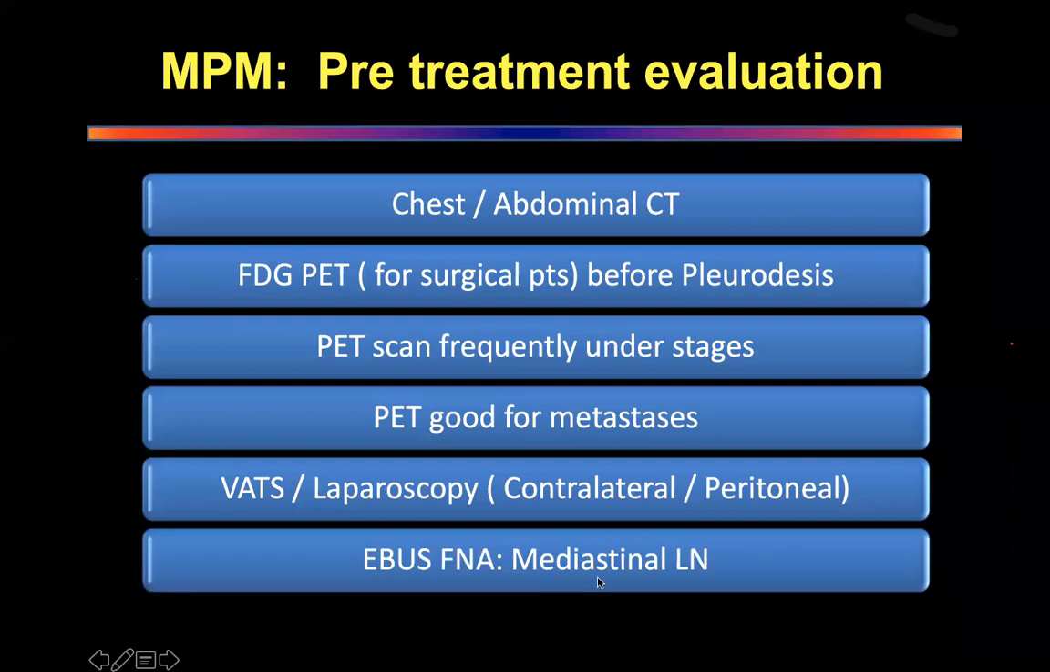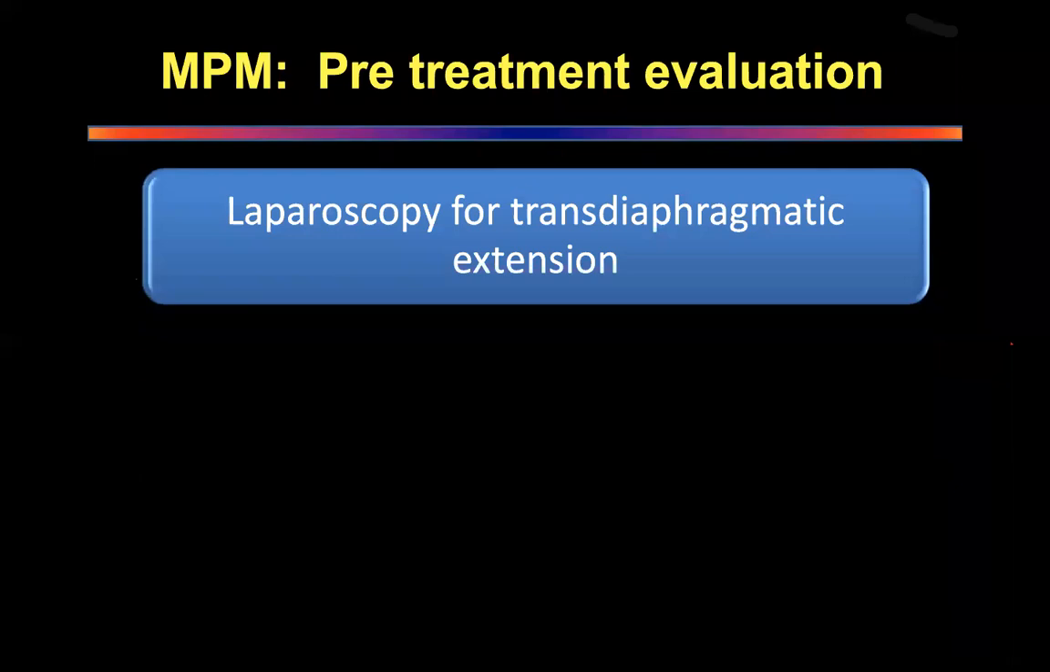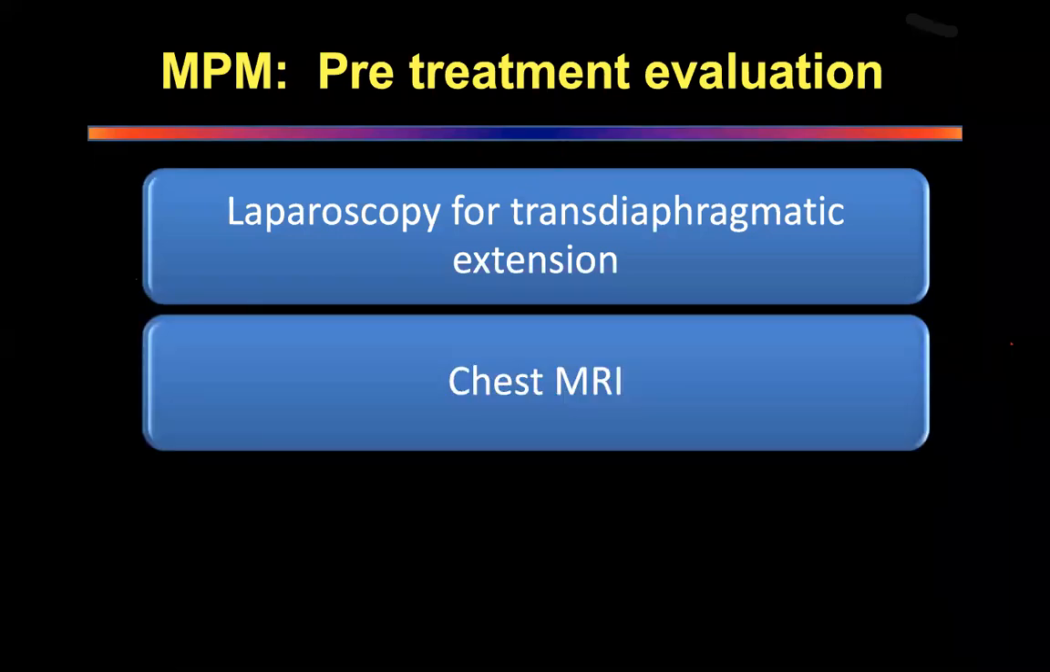And of course, we spoke about the mediastinal lymph nodes, and EBUS FNA is the one that is spoken of in the guidelines. The guidelines directly mention use of EBUS FNA, level of evidence 2A. Okay. The other things are laparoscopy for transdiaphragmatic extension. We spoke about it in the last slide.